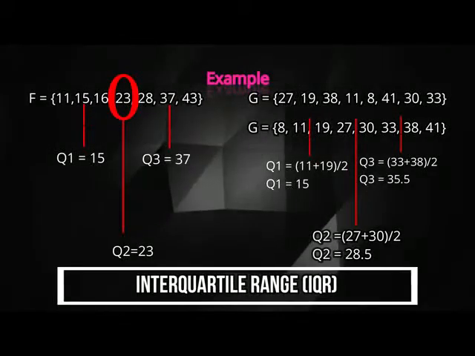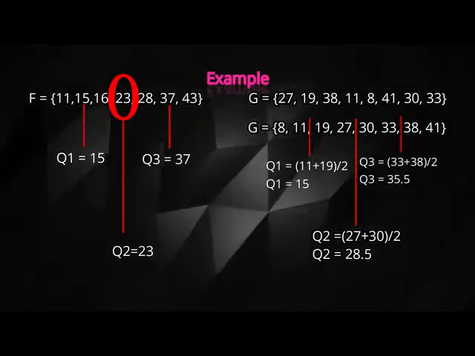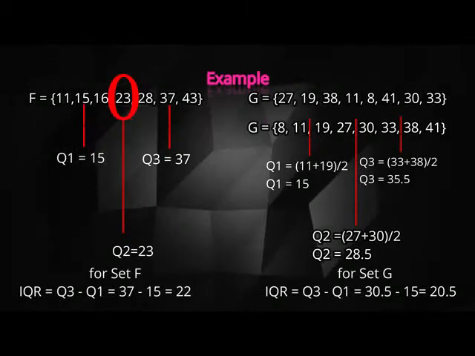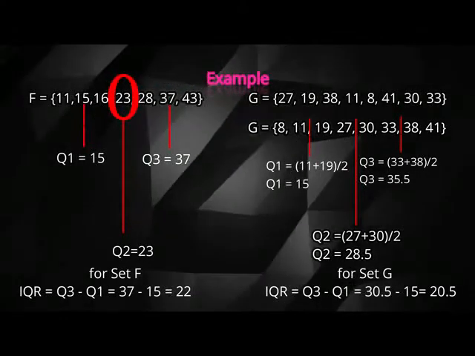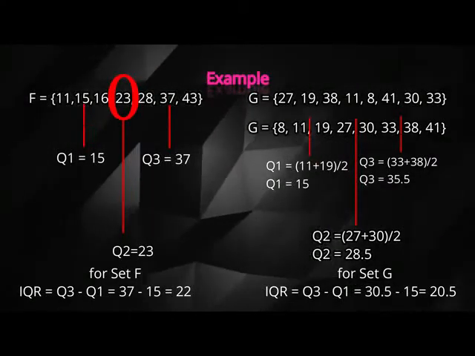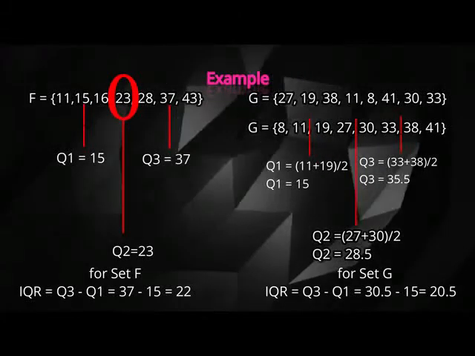And next, how to find the interquartile range. Interquartile range is Q3 minus Q1. So for set F, the interquartile range is 37 minus 15. For set G, the interquartile range is 20.5.